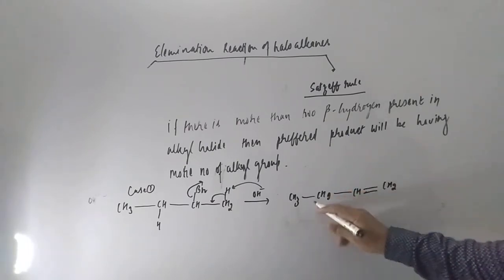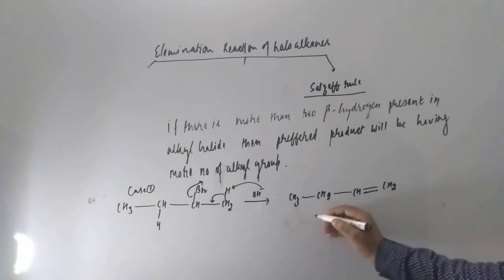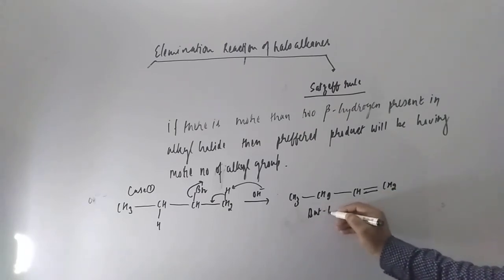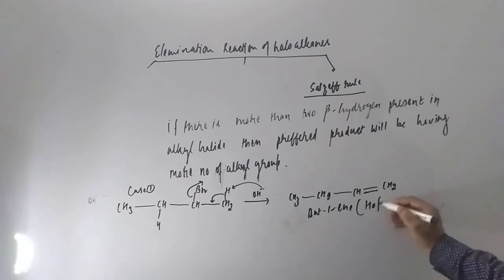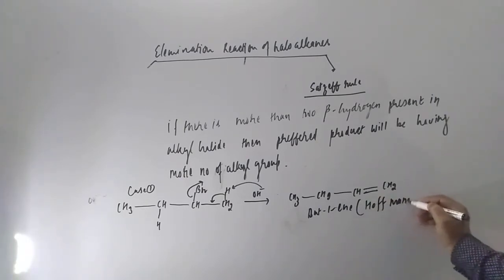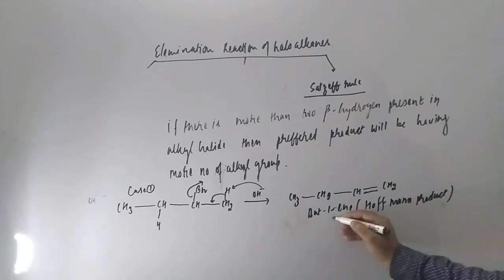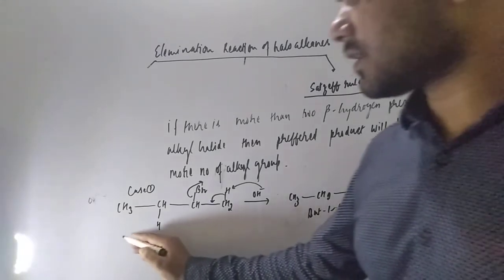So it is having only one alkyl group, students. This is not a symmetrical alkene. This is known as but-1-ene, and this is also known as the Hofmann product. This is only 19%, students. Now you see case number 2.